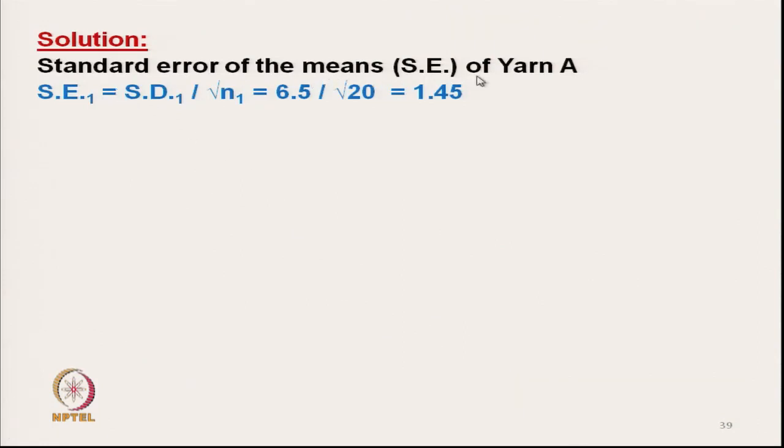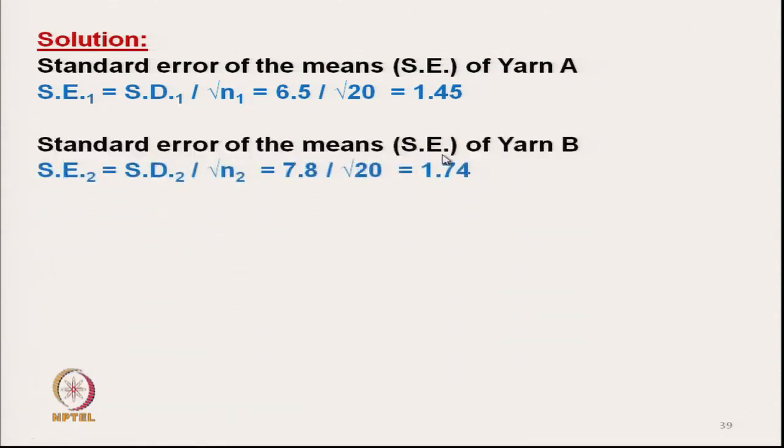Now, what do we do? Standard error of mean of yarn A. Like the earlier processes, we will calculate the standard error of yarn A. So SE1, in the same way, is 66.5 by under root 2. This is the standard error of A. Similarly, for yarn B, standard error SE2 is equal to 1.75. Now, what are we doing here? We are trying to calculate the significance of the difference of mean.